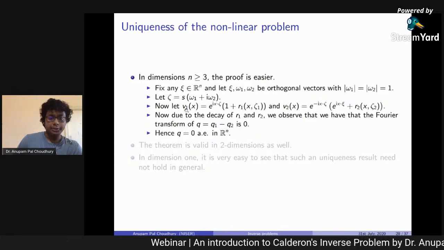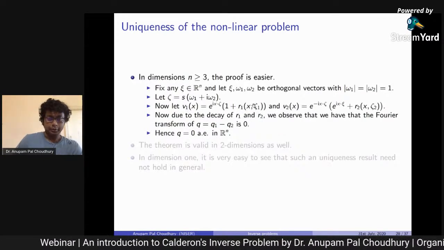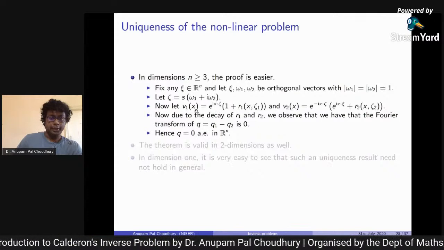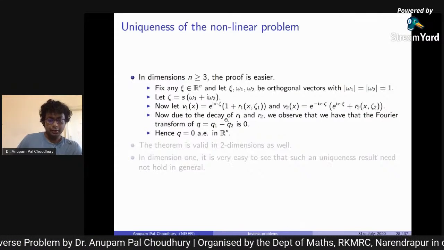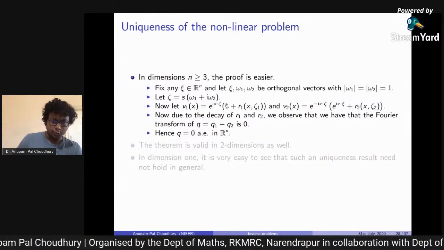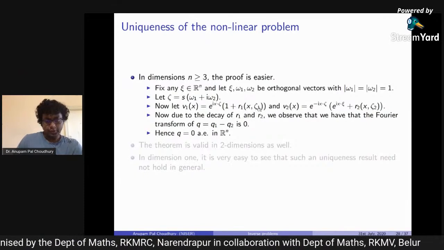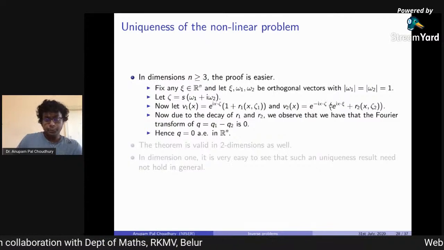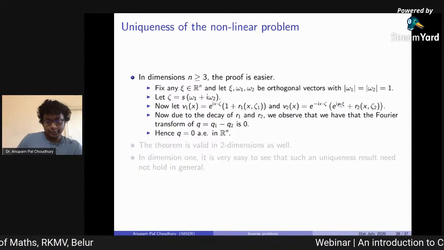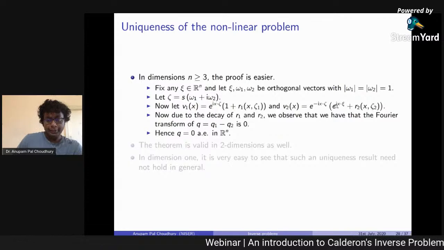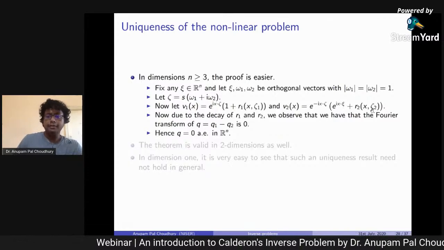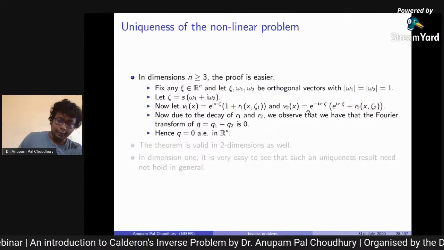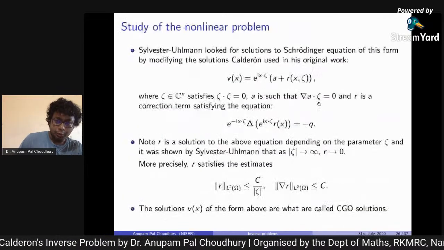And you define your special CGO solutions in this manner. So V1 and V2 look like V1, e to the power ix dot zeta, times that A that was there, now is 1 plus R1. This is the correction term. And similarly, you have this V2, so you have this e to the power ix dot zeta, and the A is e to the power ix dot z plus this one. Again, that A there, that point I skipped.